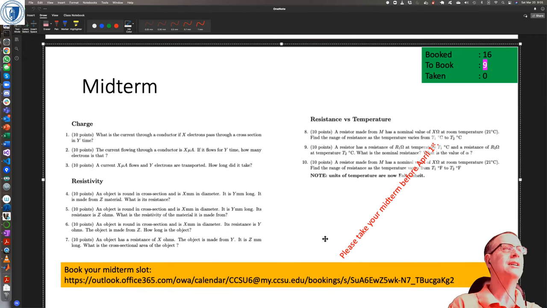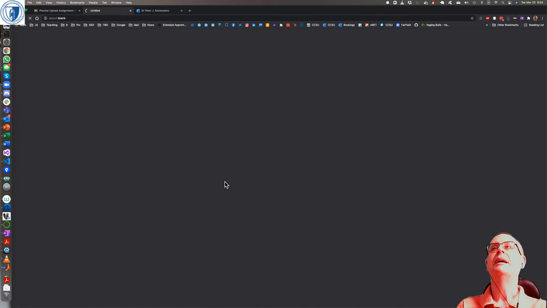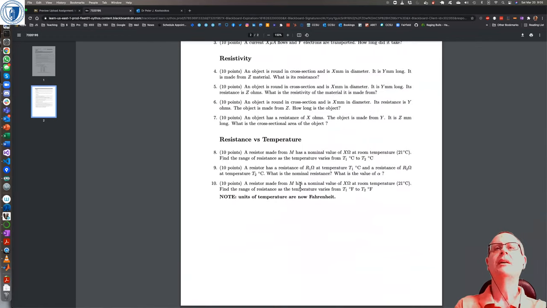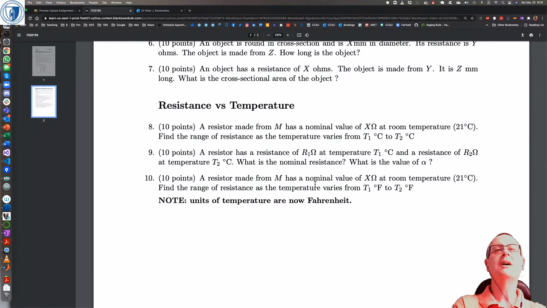Now, I did have a question in email about question 9 here. I thought it might be good to just have a quick look at what question 9 is saying. So, question 9. A resistor has a resistance of R1 at temperature T1 and a resistance of R2 at temperature T2. What is the nominal resistance? What is the value of alpha? Now, this question is sort of asked the wrong way round.